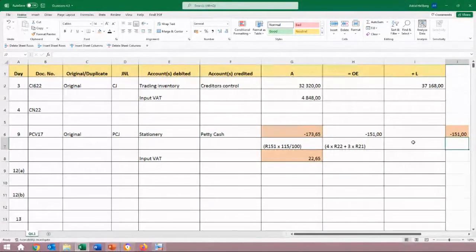Now, this is where a lot of students go wrong. Firstly, they forget this line item here. Secondly, they do the symbol incorrectly, or they put input VAT as a liability as opposed to an asset. Those are the most common things students do wrong when it comes to the input VAT. So I want you guys to make a note so that you don't make a similar mistake when you do your test.